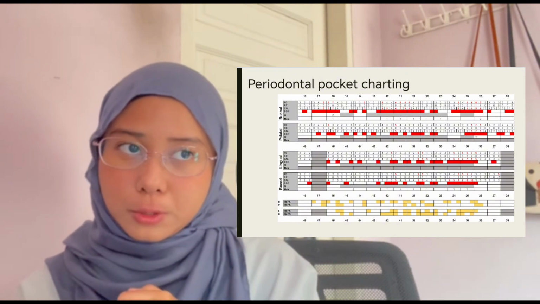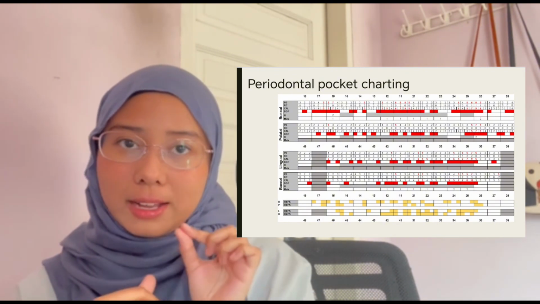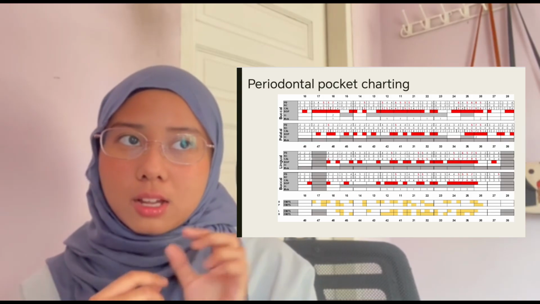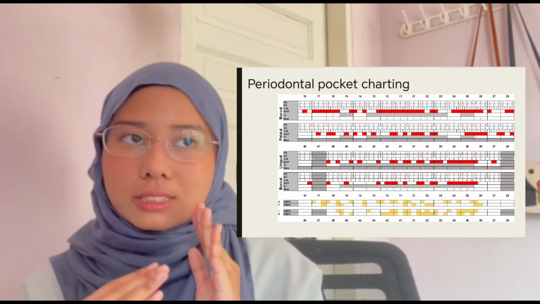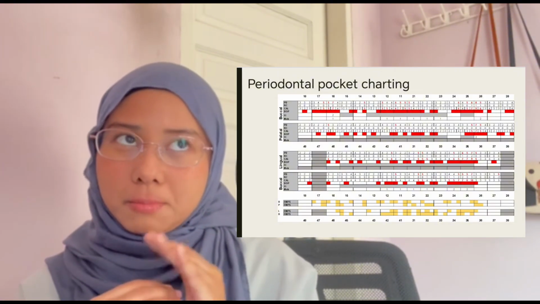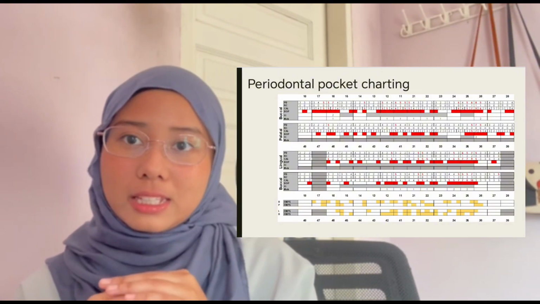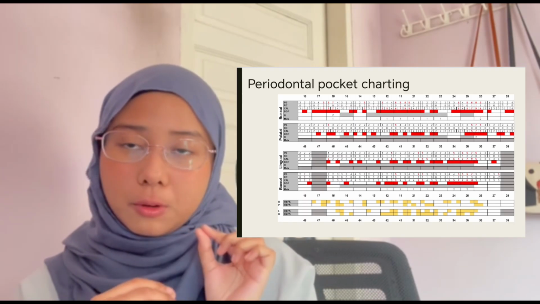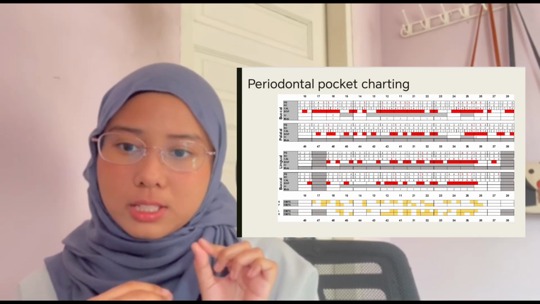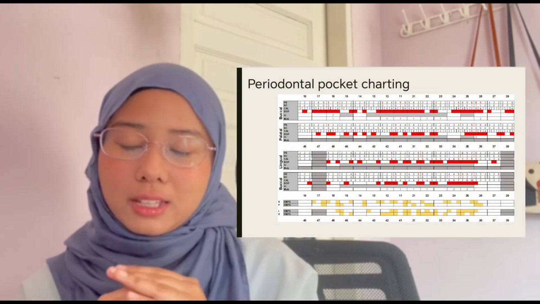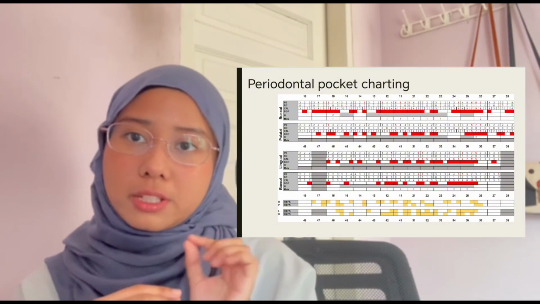Other than that, we also check for bleeding, which is highlighted by the red color, showing that most of the gums that surround your teeth bleed easily, and it indicates your gums are inflamed. And also some of your teeth show mild mobility, meaning they are a little loose, and a few areas have more serious bone loss.